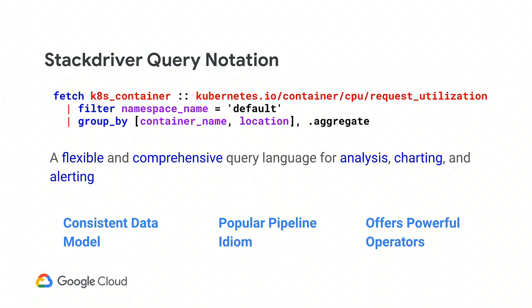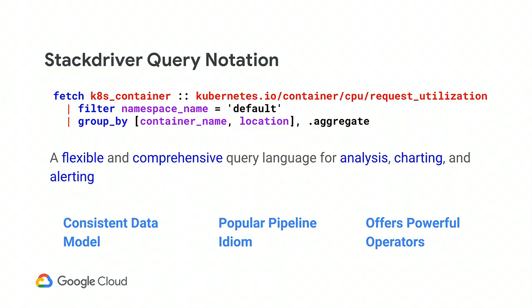Stackdriver Query Notation is a flexible and comprehensive language that allows you to do precisely that. It allows you to build powerful query metrics so you can inspect on demand, so that you can analyze the state of your application and infrastructure, and so that you can build robust dashboards, so you can do proactive monitoring, or also so you can do alerting, and then, in general, increase the overall observability of your cloud workloads.